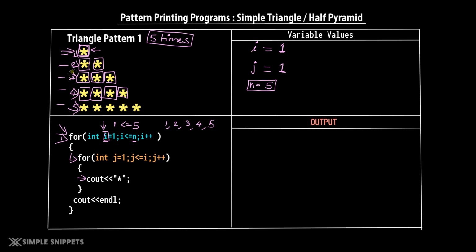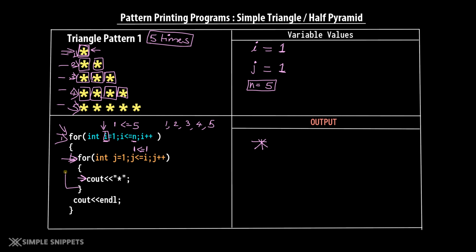So when you come inside the for loop, at this level, j equals 1 and now you are checking the condition: is j less than or equal to i? You can see from the variable values that i and j are equal, that is 1 and 1. So yes, j is not less but it is equal to i, right? 1 is equal to 1. So now we will go inside this for loop and we will say cout star. So the very first star will be printed, right?